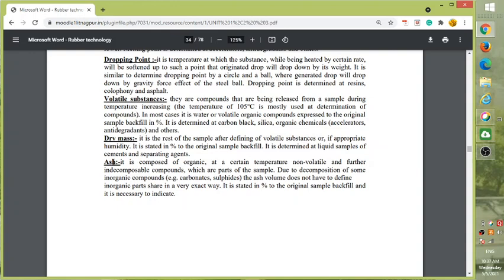Now, ash. It is composed of inorganic, at a certain temperature non-volatile, and further indecomposable compounds, which are parts of the sample. Due to decomposition of some inorganic compounds, for example carbonates and sulfides, the ash volume does not define the inorganic part share in a very exact way. It is stated in percentage to the original sample backfill, and it is necessary to indicate.